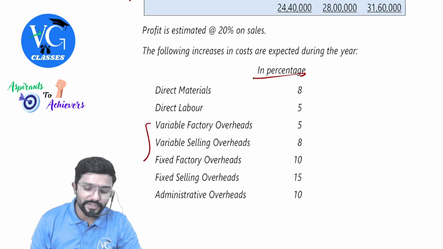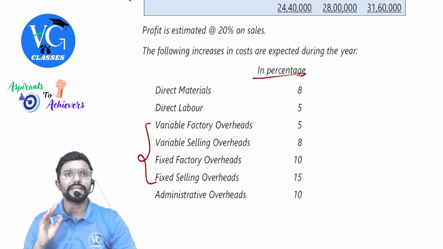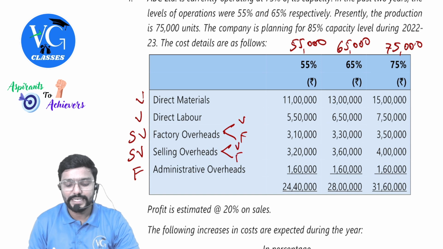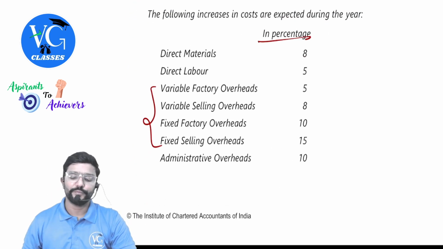Here only they would have given the hint for you about what category of expense it is. That means these are both, variable as well as fixed. Because they have given a breakup here. It is a hint for you.